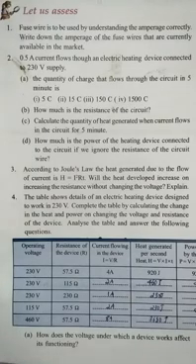The quantity of charge that flows through the circuit in 5 minutes. So time is given, but in minutes. First you have to convert it into seconds. How to convert it into seconds? Multiply by 60. So time will be 5 into 60. So what do you have to find out? The quantity of charge.